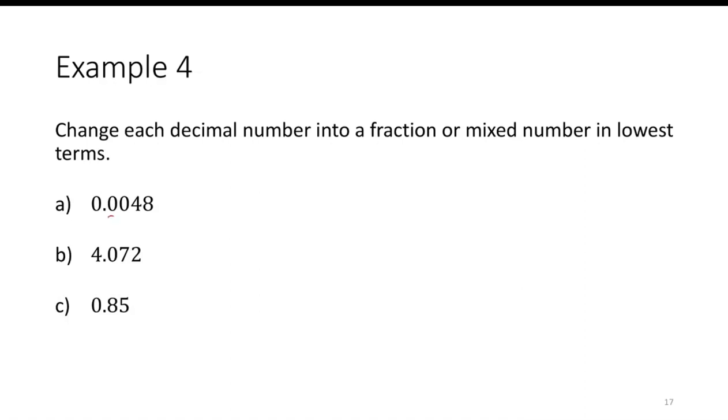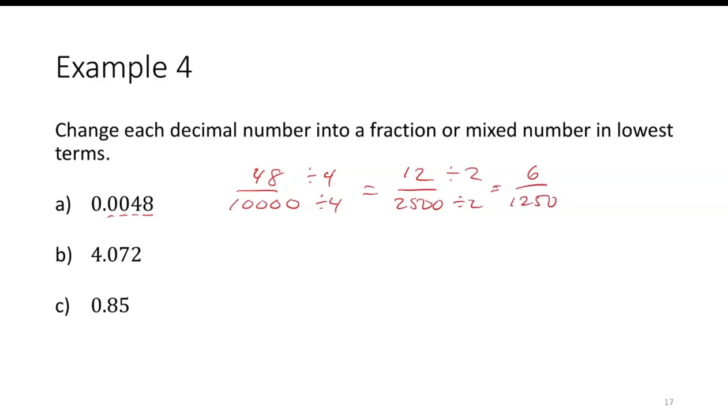0.0048, this is the tenths, hundredths, thousandths, 10,000ths. So this is going to be 48 over 10,000. And then I could divide everything by, say, 4. So this will become 12 over 2,500. I can divide by 2 again. That's 6 over 1,250. Okay, I can divide by 2 again. And I end up with 3 over 625.